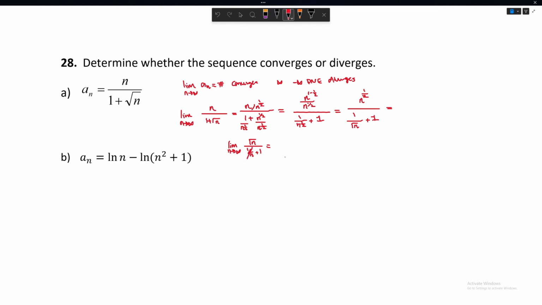And so now what you'll end up with is root n over 1, because this goes to 0. Root n over 1 is just root n. I don't know why I did that. And so now, if I do root n of 10, I get 3. And if I do root n of a million, I got 1,000. So as I go to infinity, this number will keep growing and growing and growing. And so this will actually go to infinity. Therefore, it diverges.